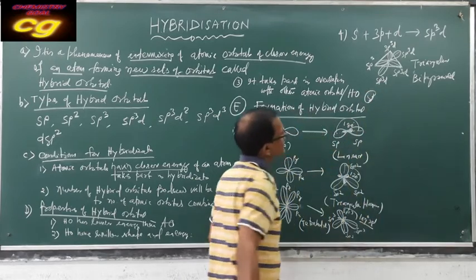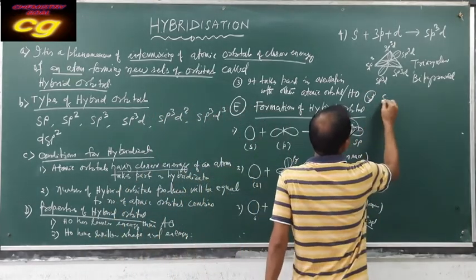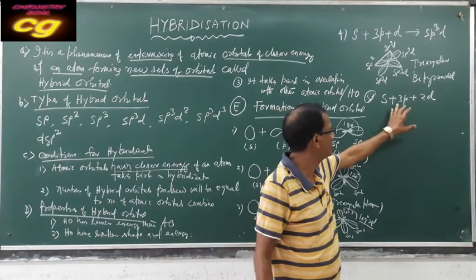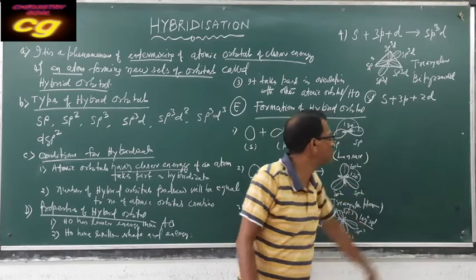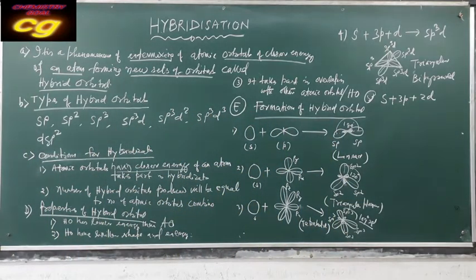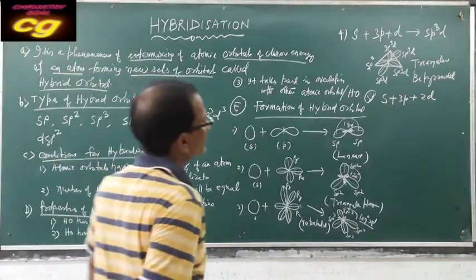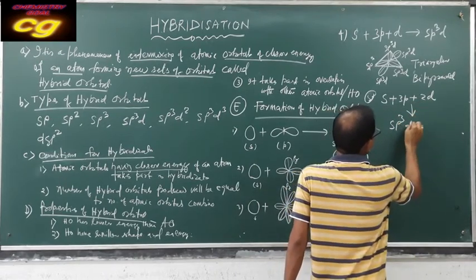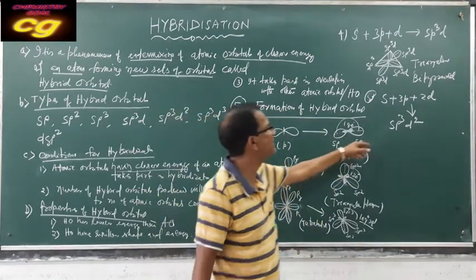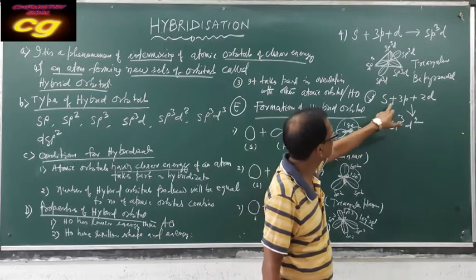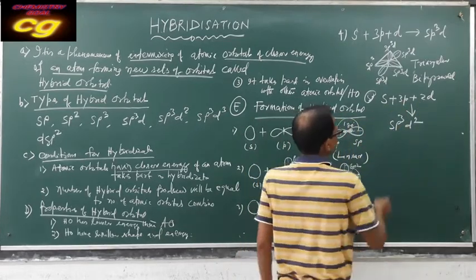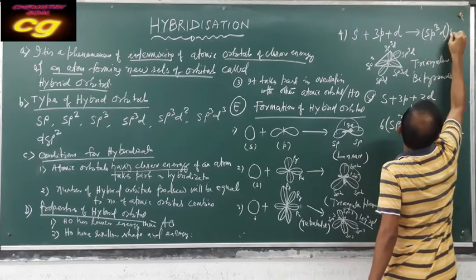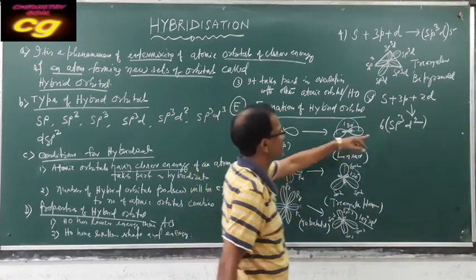Similarly, what is next is when s is mixed with 3p and 2d. Here 2d orbitals, 3p orbitals, 1s orbital mix. Then what is the shape, do you think? Here 1s, 3p, 2d when intermixed produce sp3d2. The hybridisation is sp3d2. How many? 1s, 3p, 2d, 1 plus 3 plus 2 is 6. So 6 sp3d2 are produced.